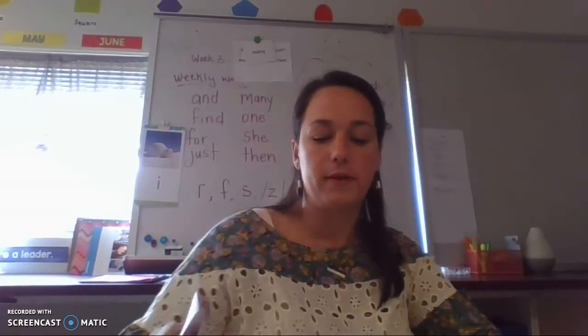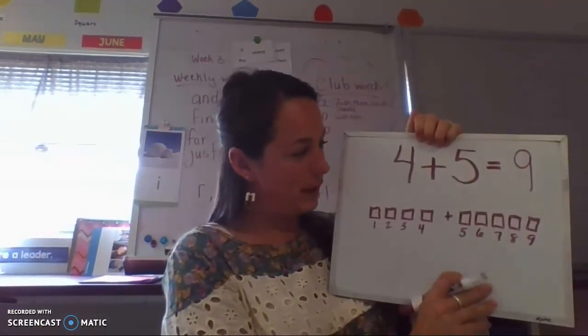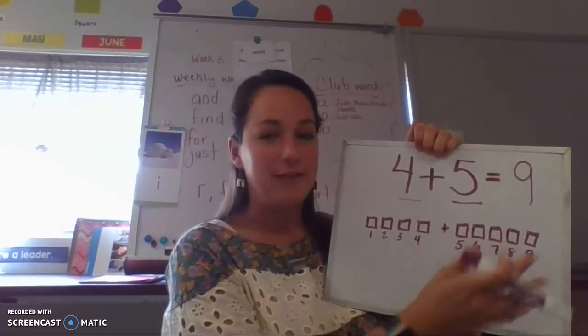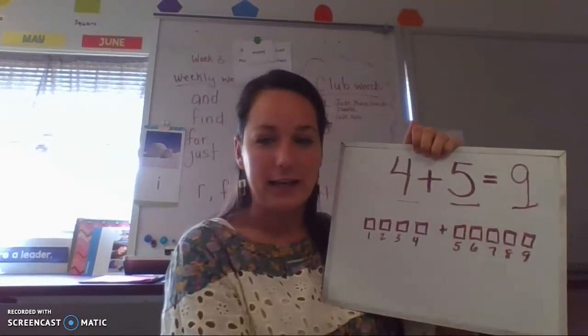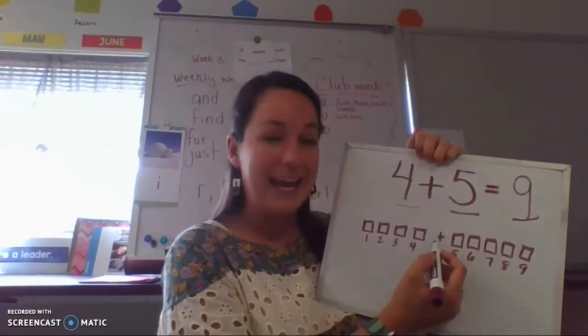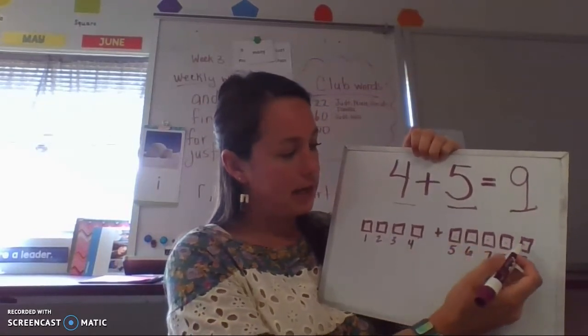All right. On the count of 3, show me. 1, 2, 3. Okay? They had 4 and 5, and together that makes 9. How'd you figure that out, Miss Helvey? I drew a picture. I had 4 blocks, and then I added 5 more. So 4, 5, 6, 7, 8, 9.